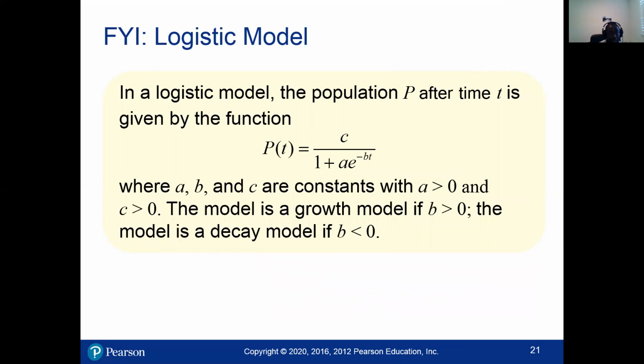And then the logistic model. I'm mentioning this because we have been talking about horizontal asymptotes, and I just wanted to show the graph of that. This is a logistic model where A is positive, C is also positive, and these are our constants. B is the growth rate. If it is positive, it is a growth model. If it is negative, it is decay.